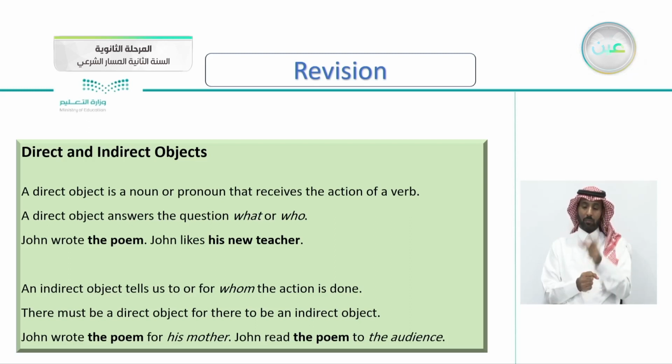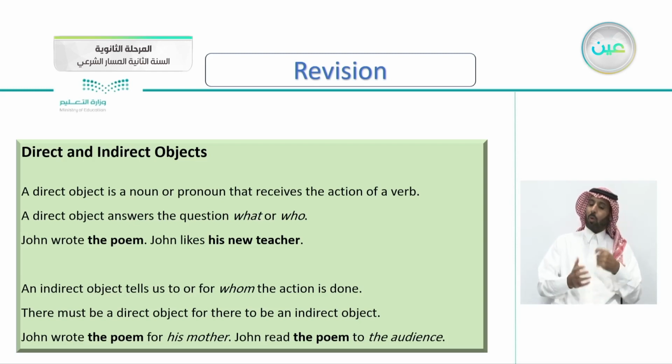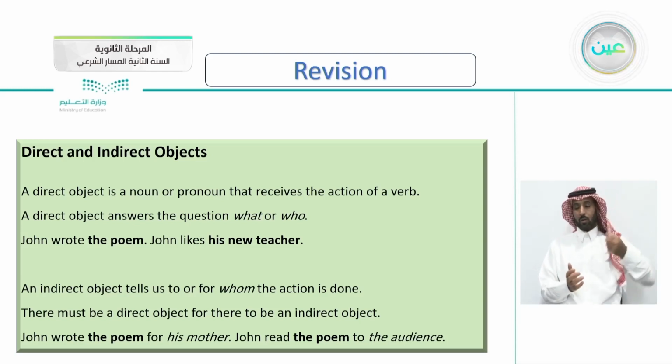Before we do that, let's revise what we took previously about the direct and the indirect objects. The direct object is a noun or pronoun that receives the action. Direct object answers the question who or what. For example, here, John wrote the poem. So the poem here is the direct object because it's the noun that receives the action of the verb. Or another example here, John likes his new teacher.